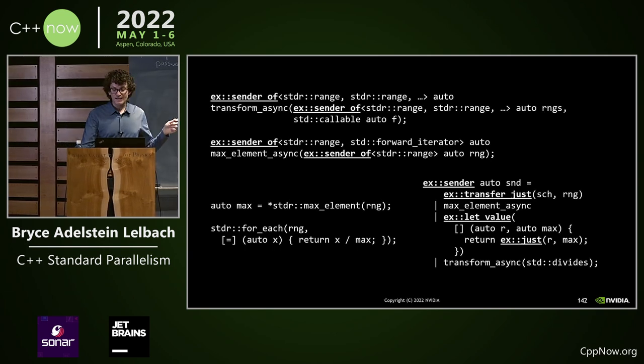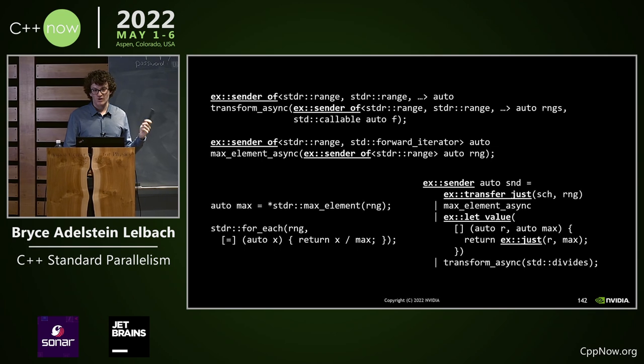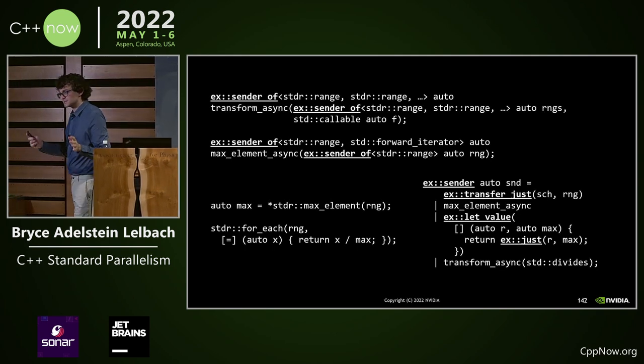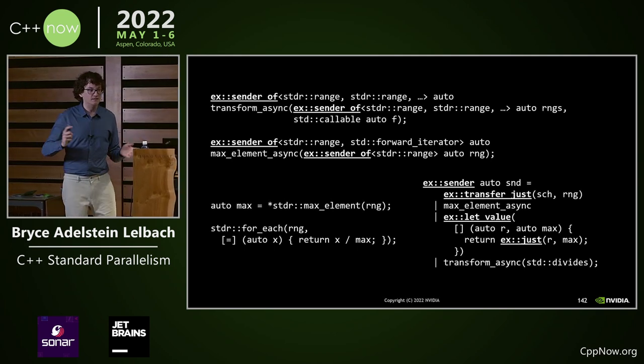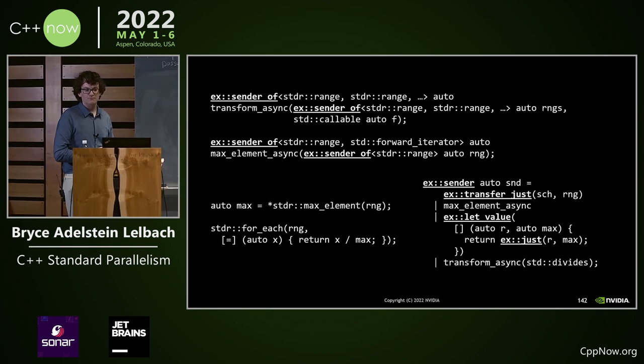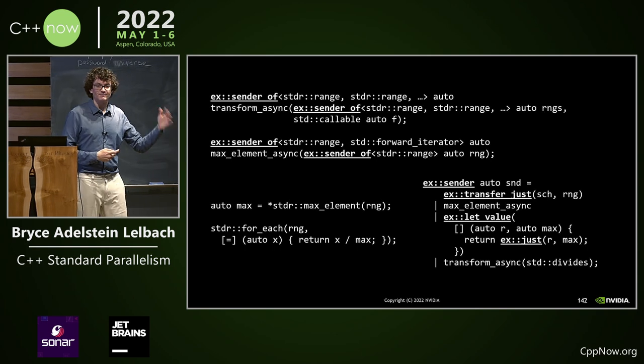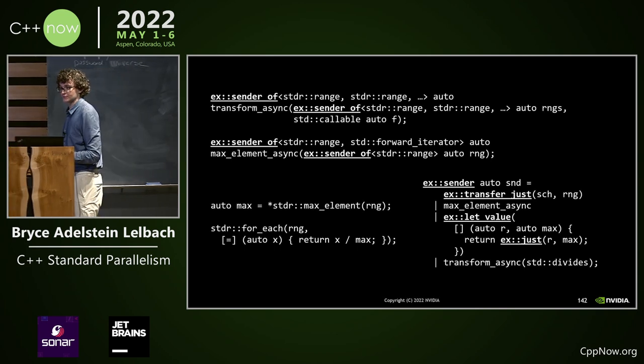So we may want asynchronous parallel algorithms to return richer senders. For example, reductions like max element async should probably send both the input sequence that they were passed in as well as an iterator to the maximum element. So we're still exploring what this design will look like. We're not even yet at the phase where we have proposals. But I think that this is the next big step after senders and receivers. We'll be figuring this out.